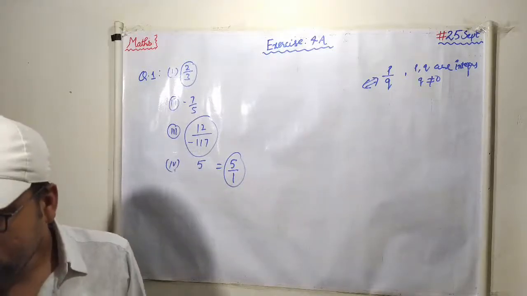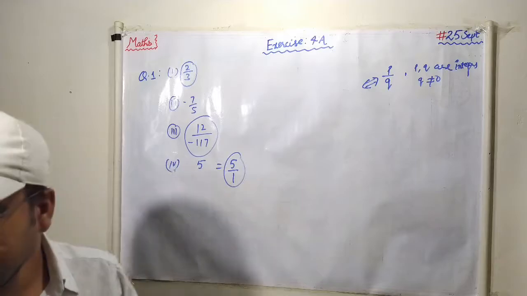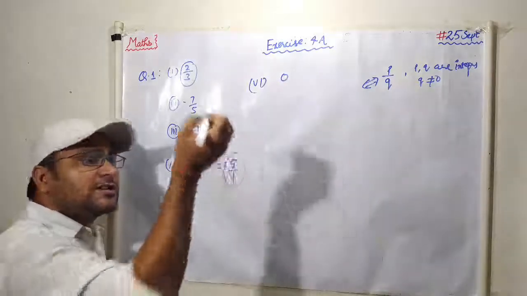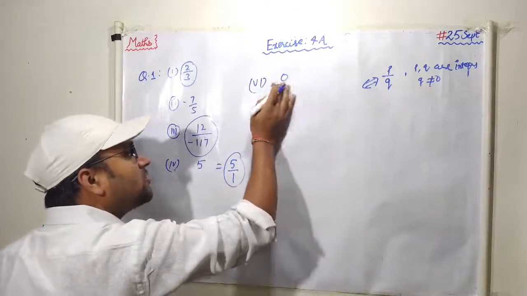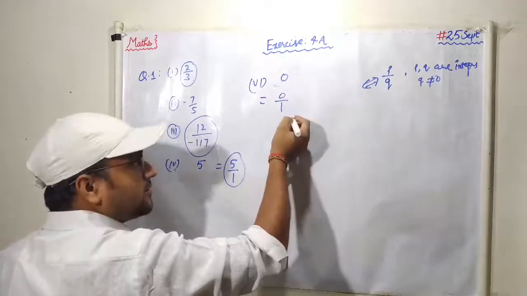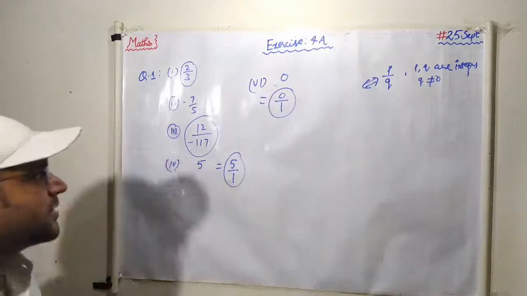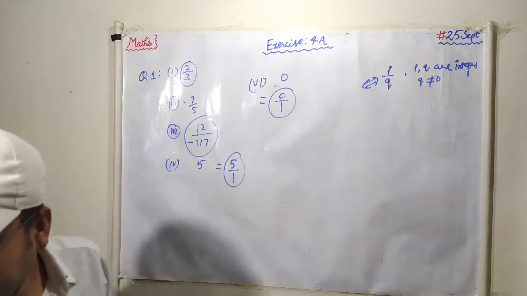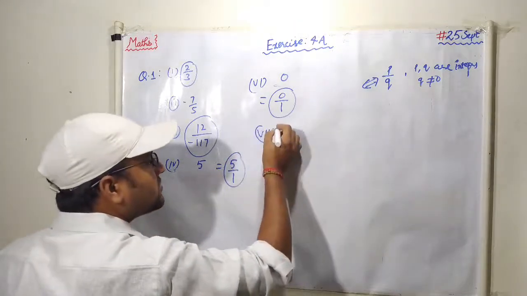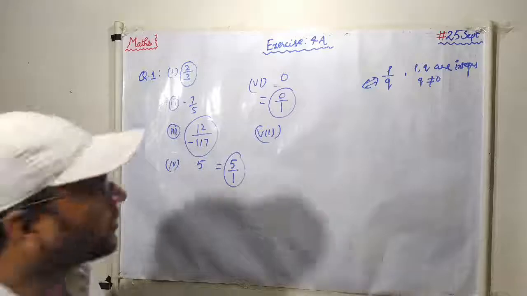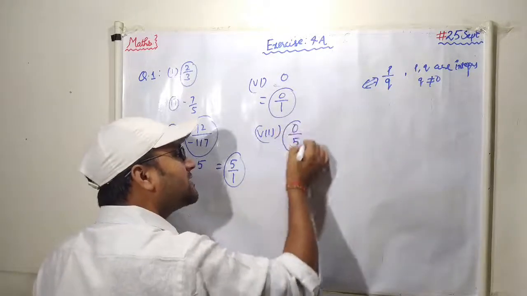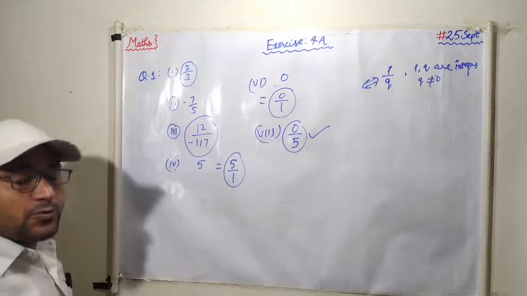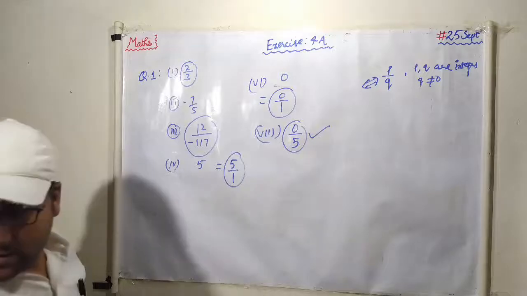Now question number 6, the fifth one is the same. Question number 6 is given 0. So 0 is also a special type of rational number because you can write 0 upon 1. Okay, so it is also a rational number. And see question number 8: 0 upon 5. It is also a rational number, students, because it fulfills the condition of P upon Q.